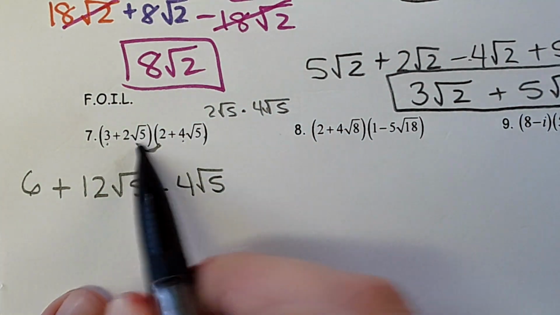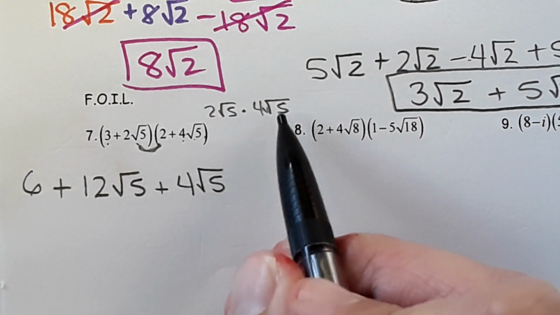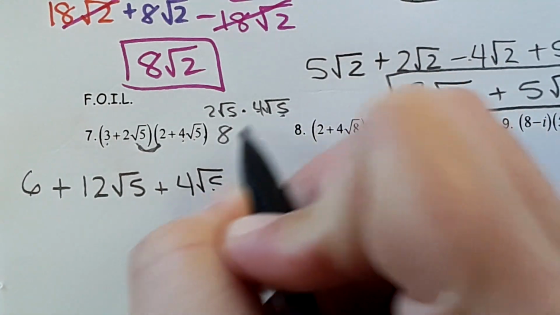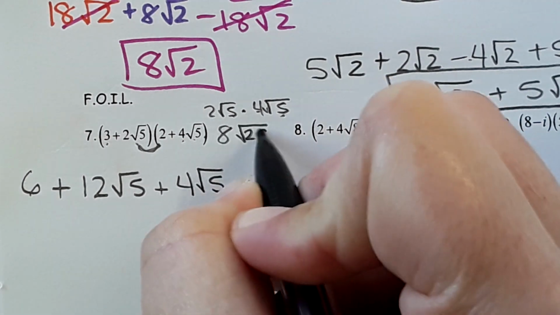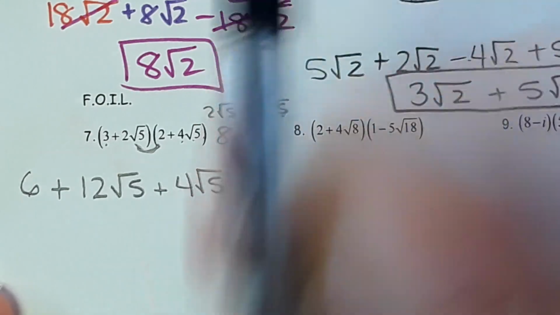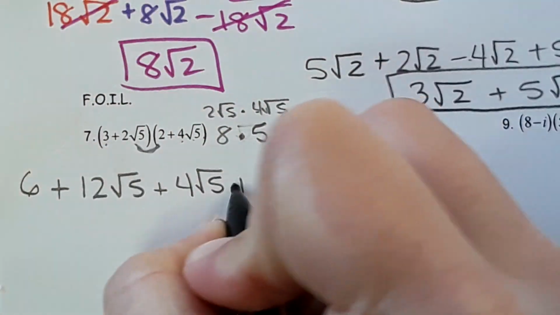So last, 2 square root of 5 times 4 square root of 5. I kind of wrote it off to the side because this is going to be 2 times 4 is 8, and square root of 5 times square root of 5 would be square root of 25, or just 5, honestly. Okay, square root of 5 times square root of 5 is just 5. So the last term is 40.